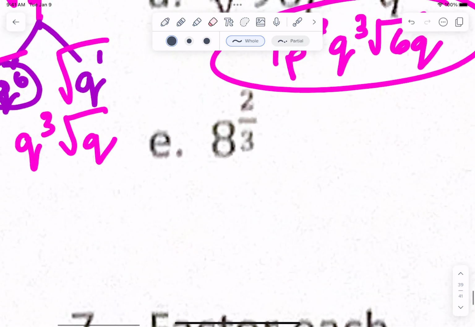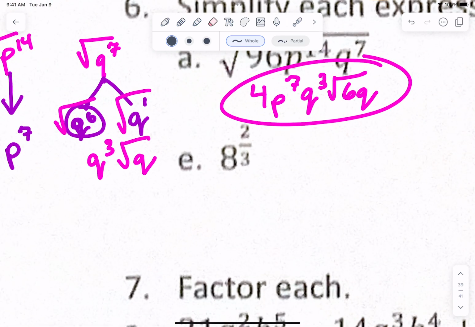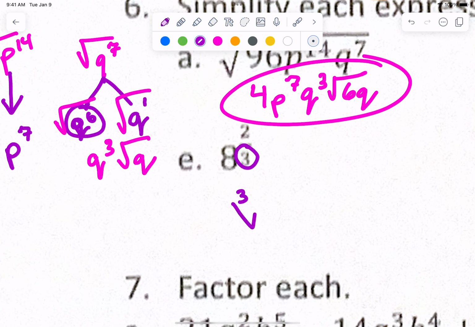Let's go to this one. 8 to the 2/3 power. Without a calculator, what does the 2/3 power mean? Times 3 divided by 2. Oh, yeah, the third root. The 3 is the root. So this is the cubic root of 8 squared. You want to square underneath or you want to square up here?